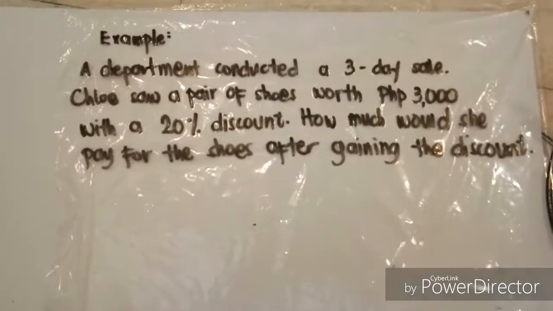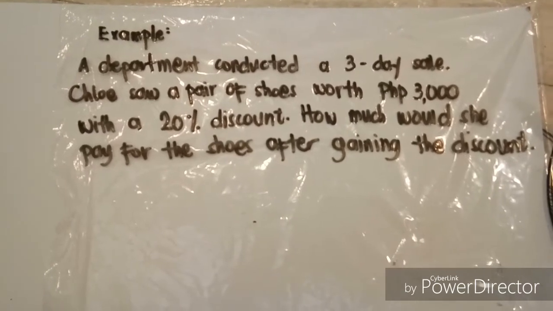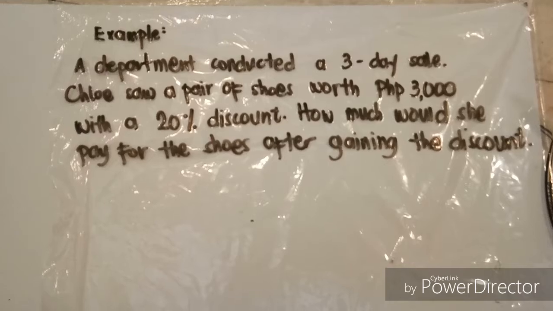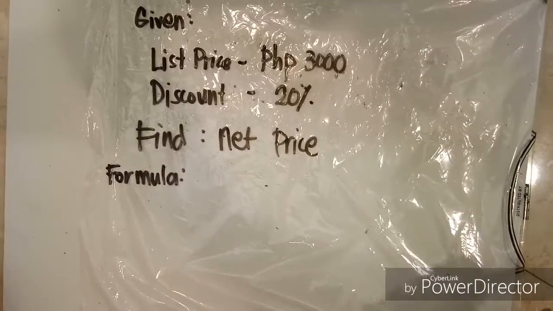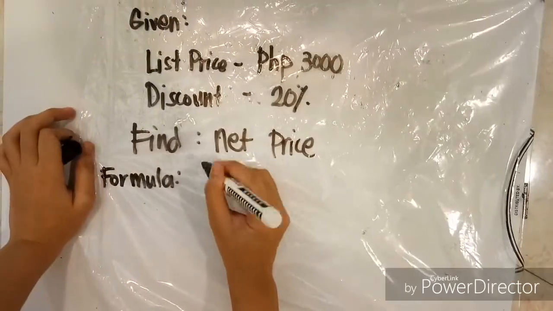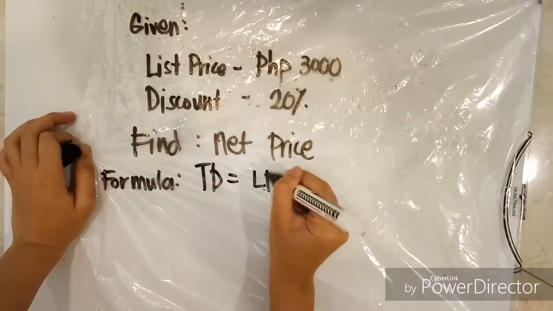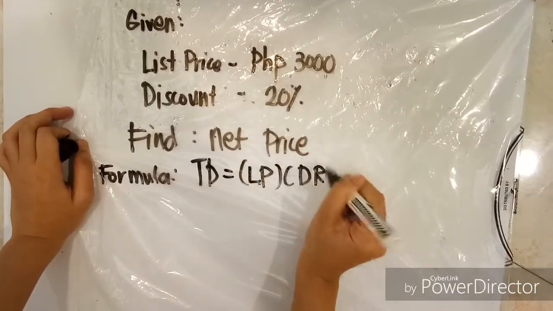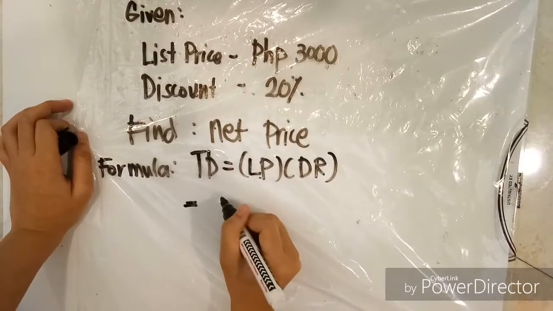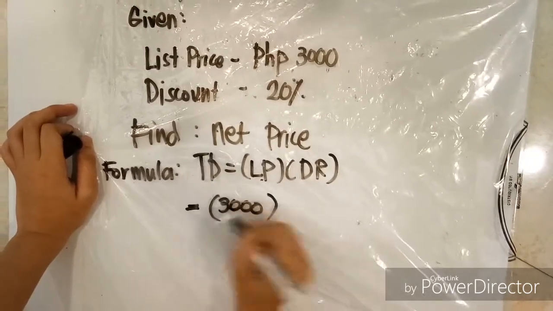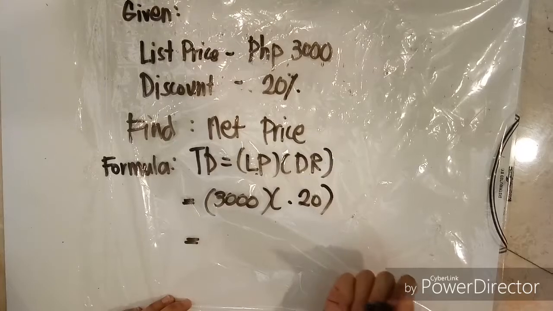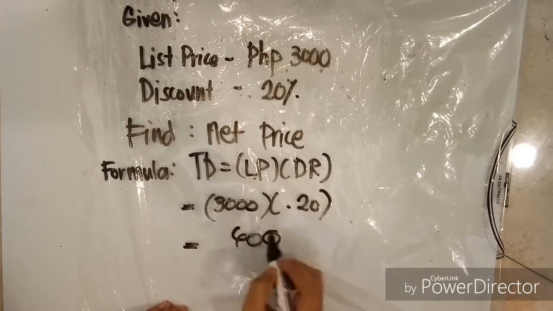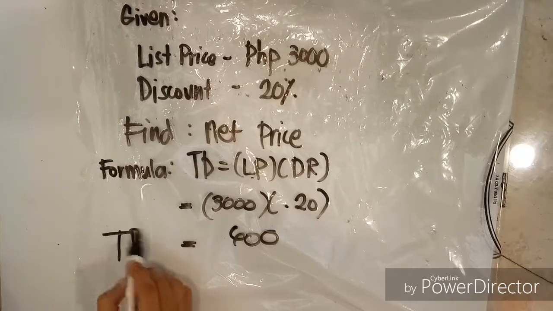Discount is a discount given to all purchases on a one-off basis. Example, a department store conducted a 3-day sale. Chloe saw a pair of shoes worth 3,000 pesos with a 20% discount. How much would she pay for the shoes after gaining the discount? Finding the net price, we should first find the trade discount. The formula in finding the trade discount is list price times discount rate. List price is 3,000 and the discount rate is 0.20. 3,000 times 0.20 is equal to 600. And this is the trade discount.